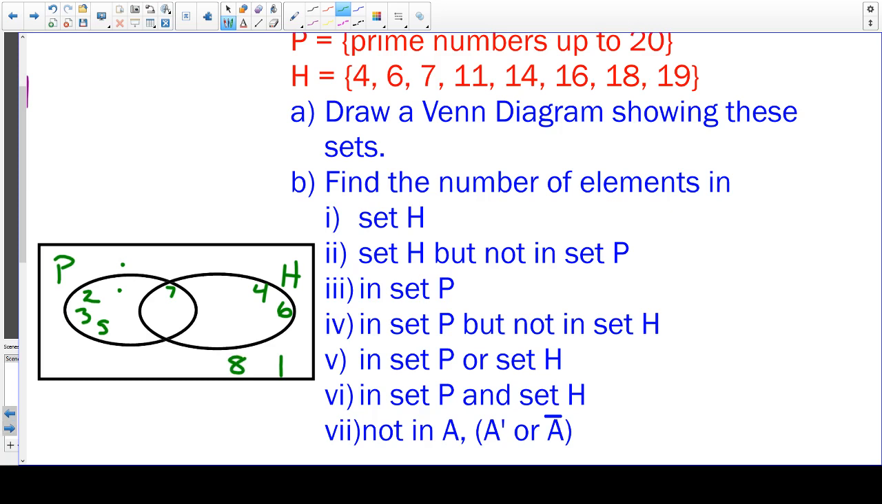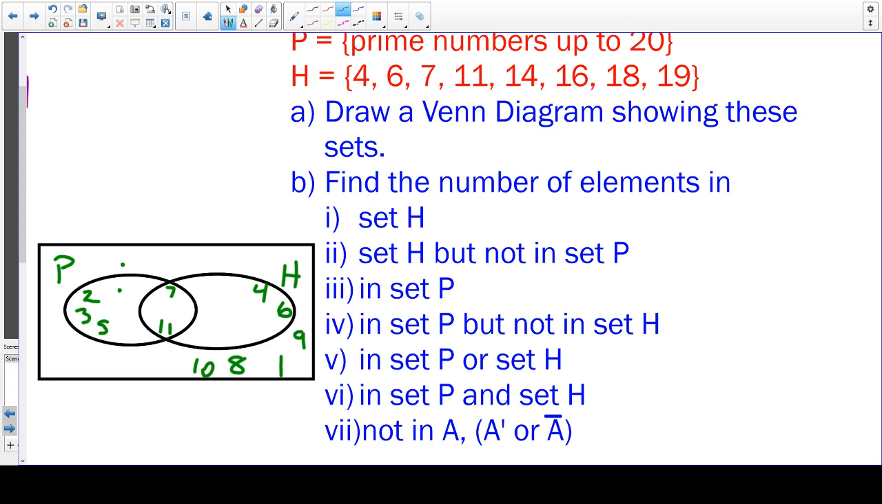9, prime? No. Is it an H? No. So it's out here. 10, prime? No. Is it an H? No. So it's out here. 11, prime? Yes. Is it an H? Yes. So we got 11 in both.